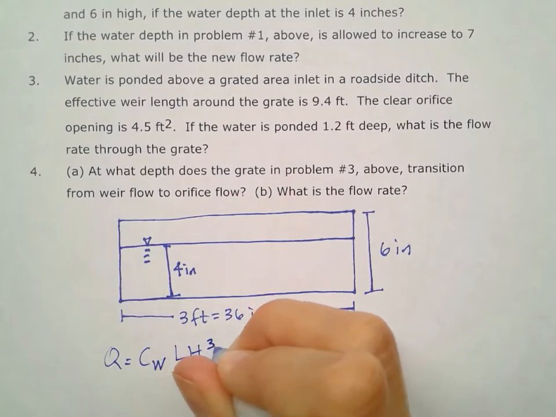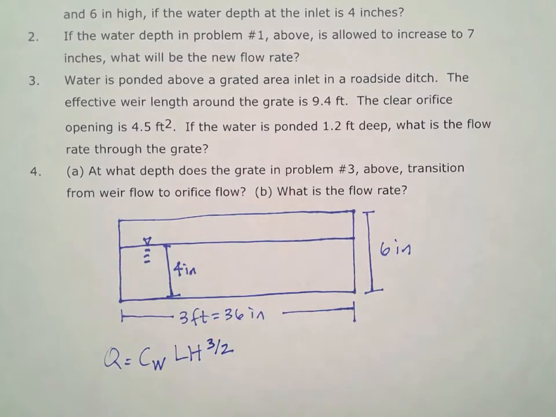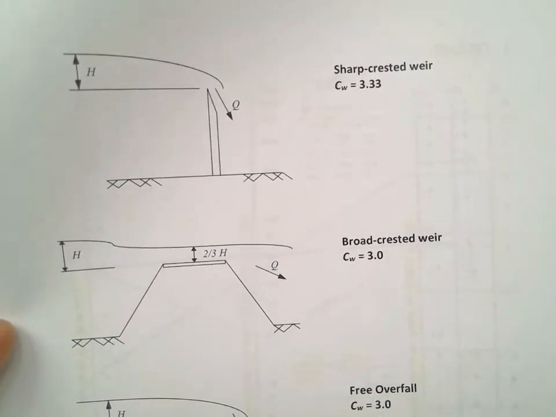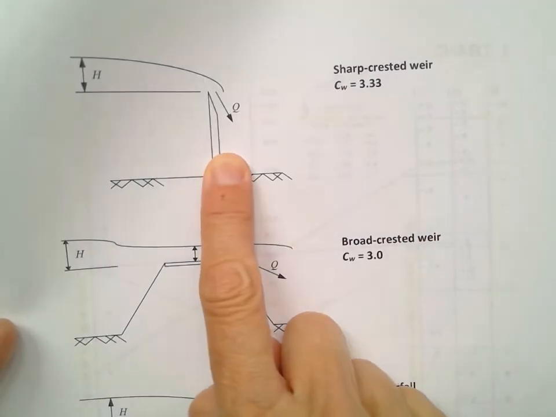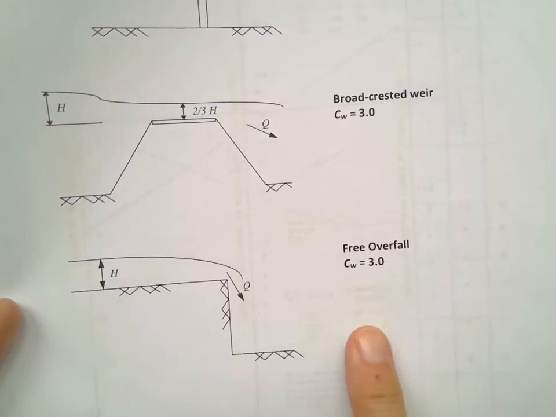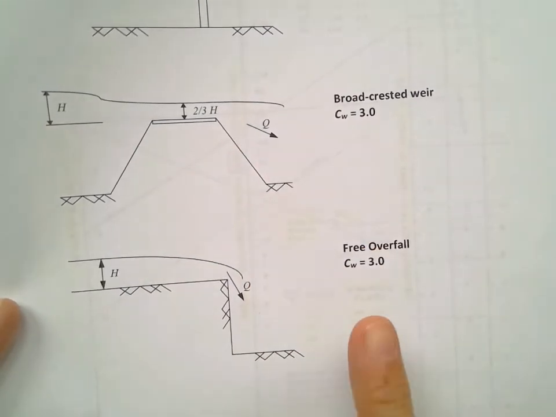Now the question is, what's that coefficient of the weir? And in order to figure that out, we have to think about how that weir is behaving. So that water is flowing in and flowing into the weir. And so we have three scenarios that we're considering for FE hydraulics. We have a sharp crested weir, which we're not told that that's what that is. We have a broad crested weir, or we have a free overfall weir. So we're going to be in this free overfall weir case, which gives us a weir coefficient of 3.